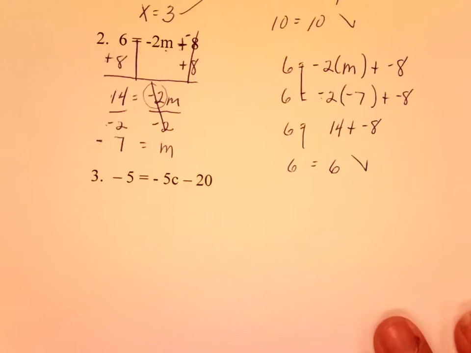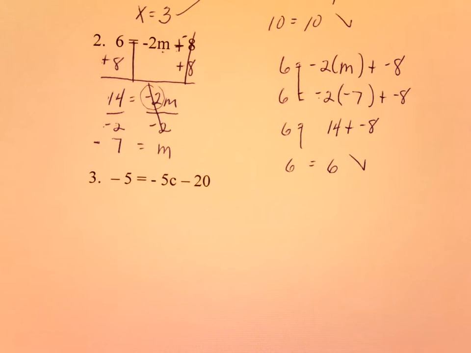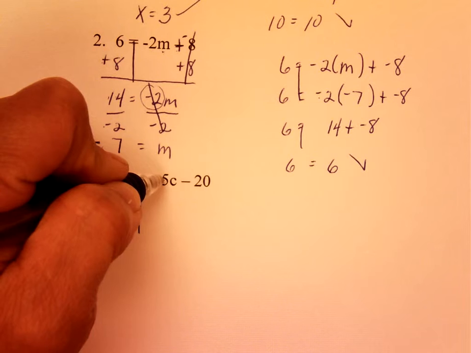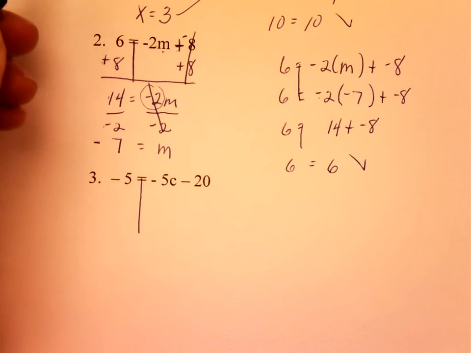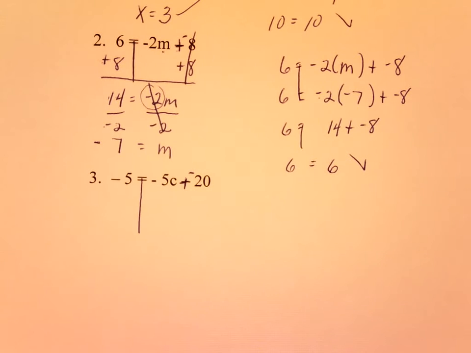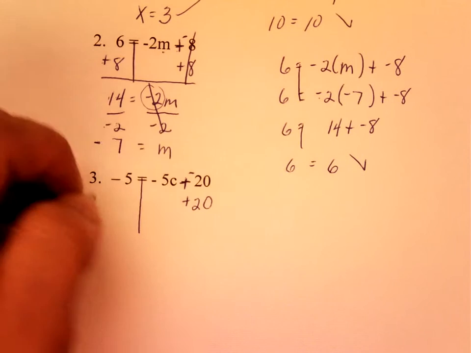All right, I'd like you to try number 3 on your own, and when you're ready, go ahead and push play. All right, so you should have seen that -20 is what you want to get rid of, so you have to change your subtraction sign to addition and make this a -20. So the inverse of -20 is +20, so you're going to add 20 on both sides.